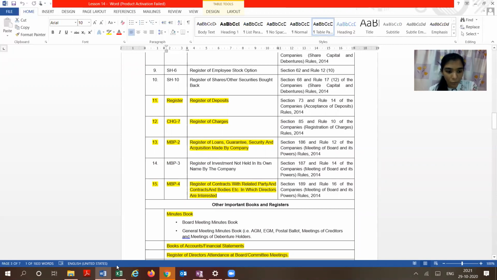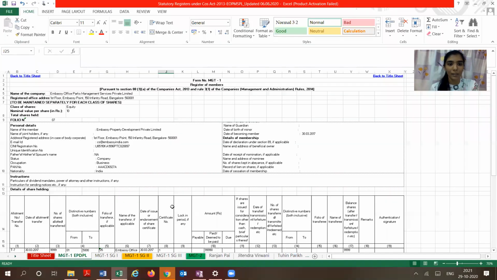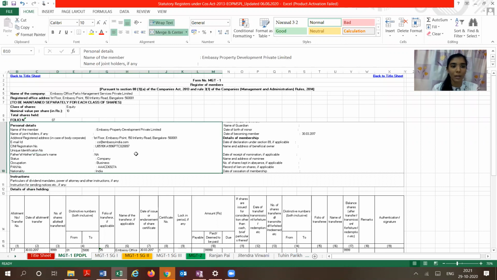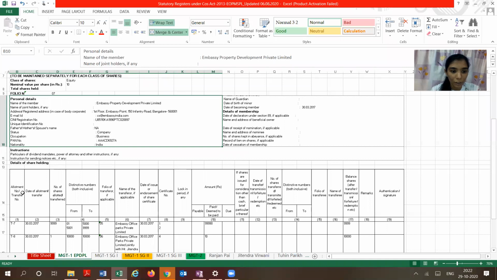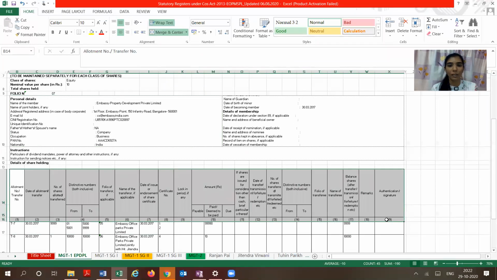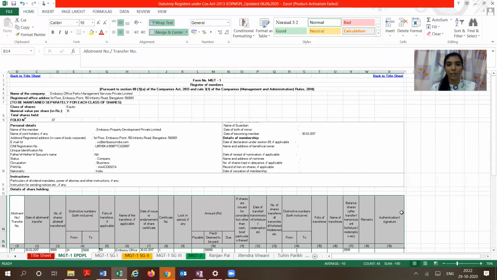I would just like to show you a format of the register of members. I have opened it. As a company secretary, we maintain all these statutory registers for a company. So this is MGT1, register of members, that I maintain for one of the entities. If you see, it has the details of the name of the member, address, PAN number, etc. Then the number of shares held by that shareholder. So this is a typical register of members.